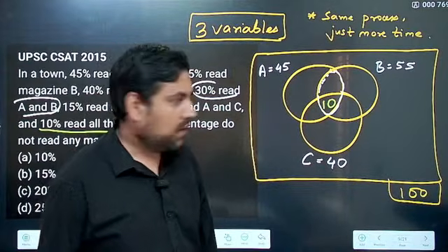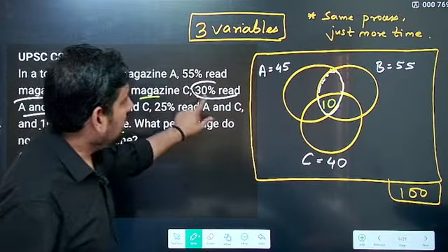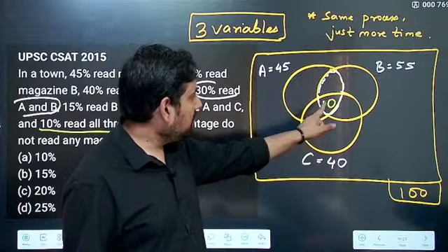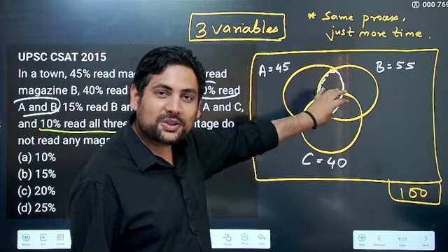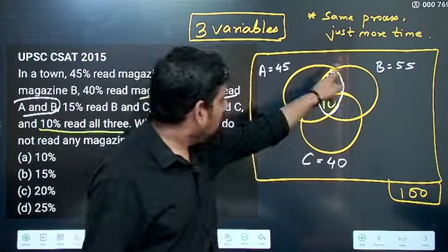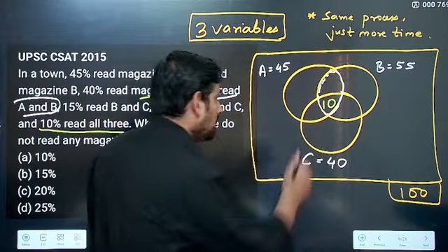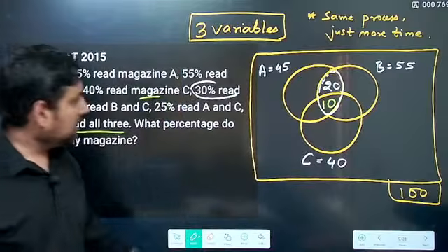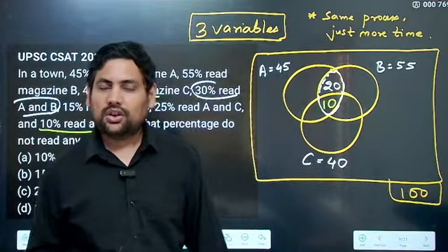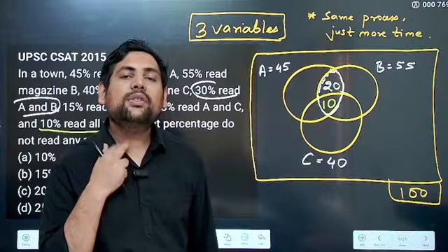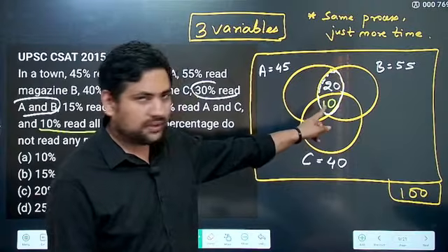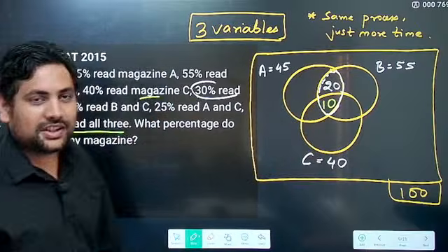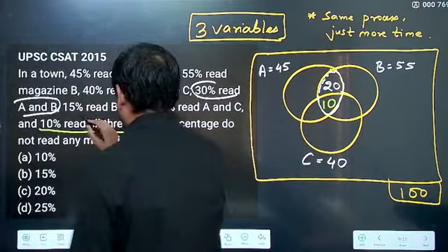Correct? Now, according to the question, this whole intersection represents 30 people. But 10 people are already gone in the innermost region of all three intersections. So if this whole is 30, this is 10. What is this? This is 20. Please do remember, you will only fill 20 here, not 30. Don't get confused. That's why we fill the all-intersection first. So now you get 20. If you understand this, then everything else is very easy.